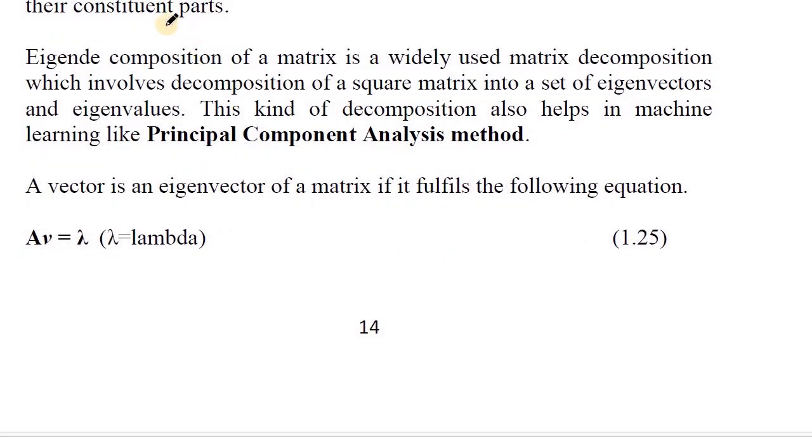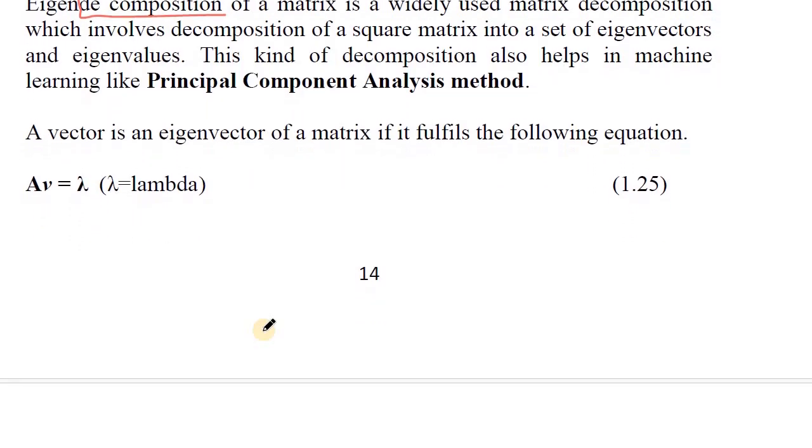Okay. Now, Eigen decomposition of a matrix. Please again read it like this. Wherever this comes, you are going to read it like this. Eigen is one word and decomposition is a complete word together. So Eigen decomposition of a matrix is a widely used matrix decomposition, which involves decomposition of a square matrix into a set of eigenvectors and eigenvalues. And this kind of decomposition will also help you in principal component analysis. Like I told you, we are covering principal component analysis in one of our chapters.